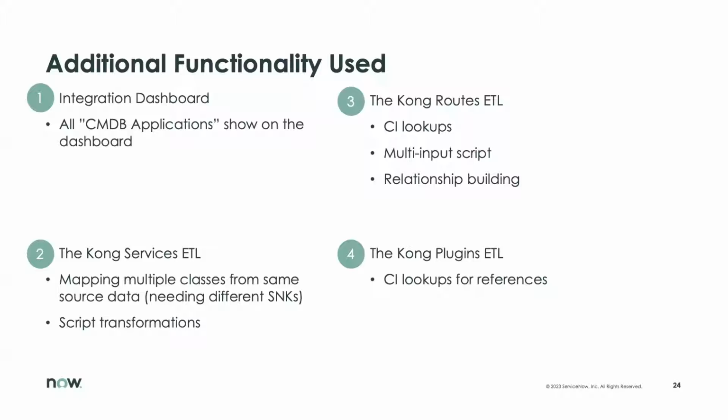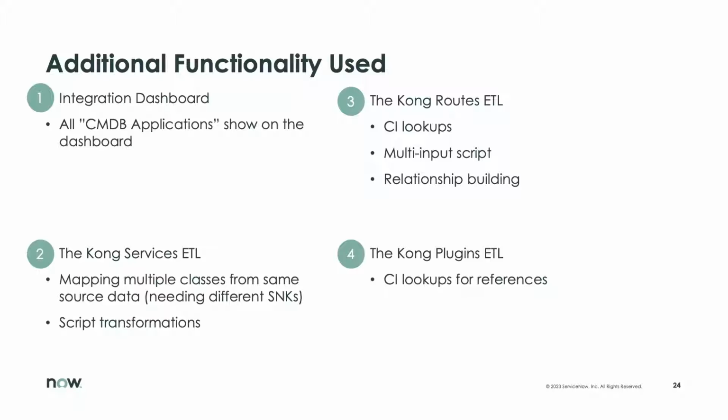The first thing is not so much anything that you would need to do to enable this, but it's good to be aware that the integration dashboard will actually reflect data about your integration that you build without you having to do anything. So we'll take a quick look at the dashboard. The Kong Services ETL definition that we created had a number of things that are important to understand should you run into the situation where you want to use the same data source to populate multiple CI classes. And we'll start to take a look at some of the scripting options available in there as well.